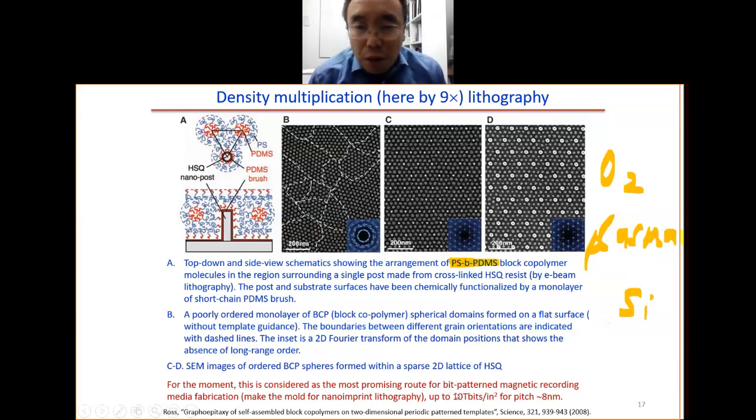We have talked about bit patterned magnetic recording media when we talked about nanoimprint lithography, at the end of the nanoimprint lithography. But we know that about 5 years ago, this bit patterned magnetic recording idea was given up by the industry. But nevertheless, this is very great work. You can have very, very high density. You can get up to 10 terabit per square inch for the pitch of 8 nanometer. Okay, thank you.